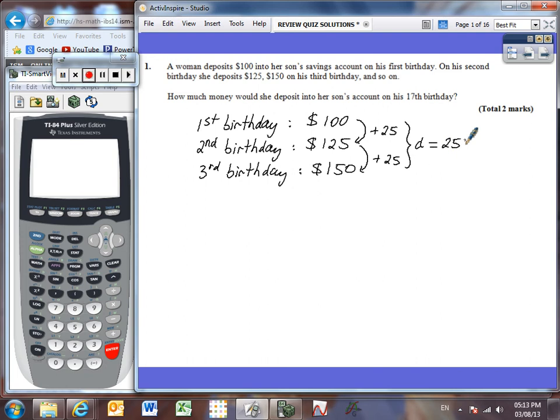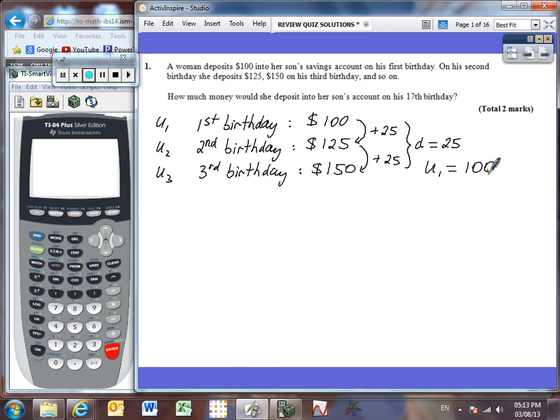Now if you think of the first birthday as U1, and the second birthday as U2, and the third birthday as U3, well then we can see that U1 is equal to 100. And so that's a useful piece of information as well. We now know the value of U1 and the value of d.